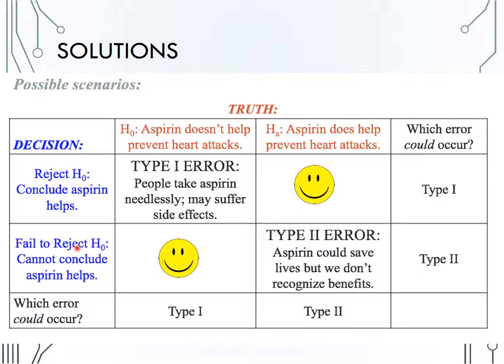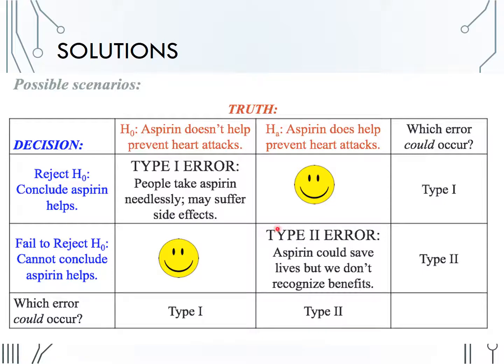alternative is true. So a type 1 error then would be to conclude aspirin helps, even though it does not prevent heart attacks. What are the consequences of a type 1 error? People would be taking aspirin needlessly and may suffer some side effects from taking the aspirin. How about a type 2 error?